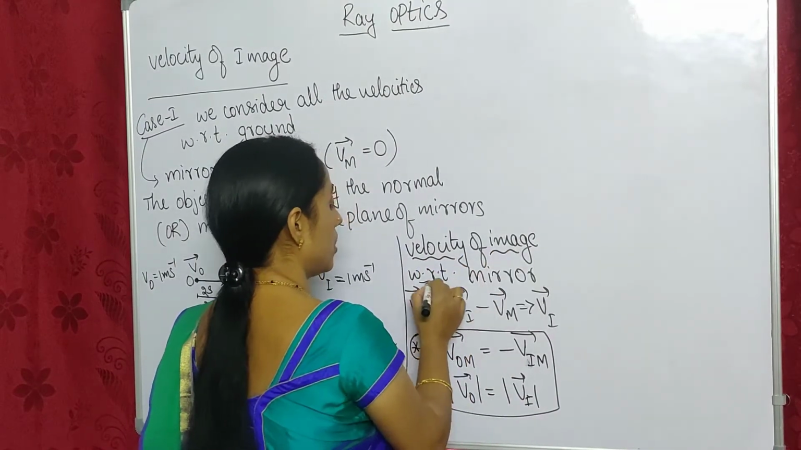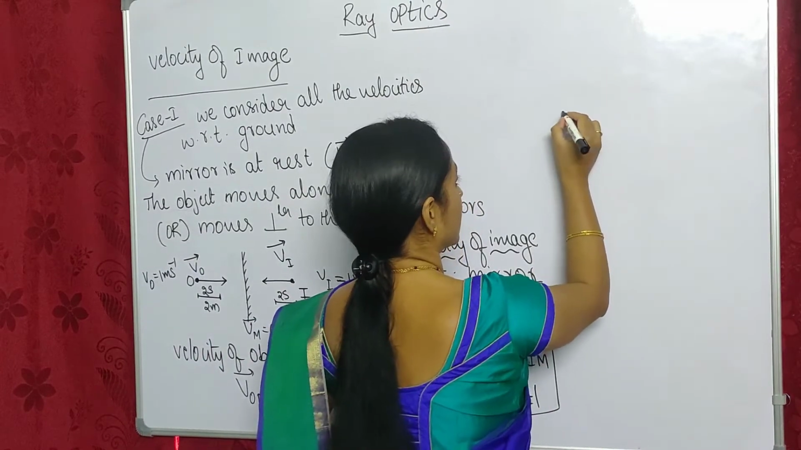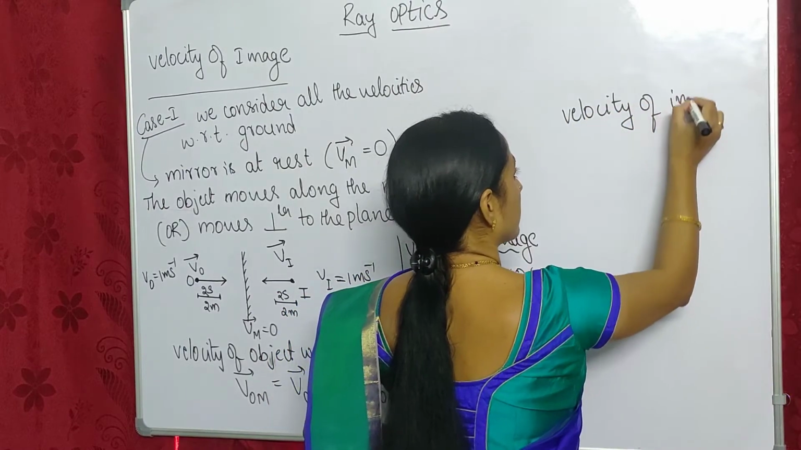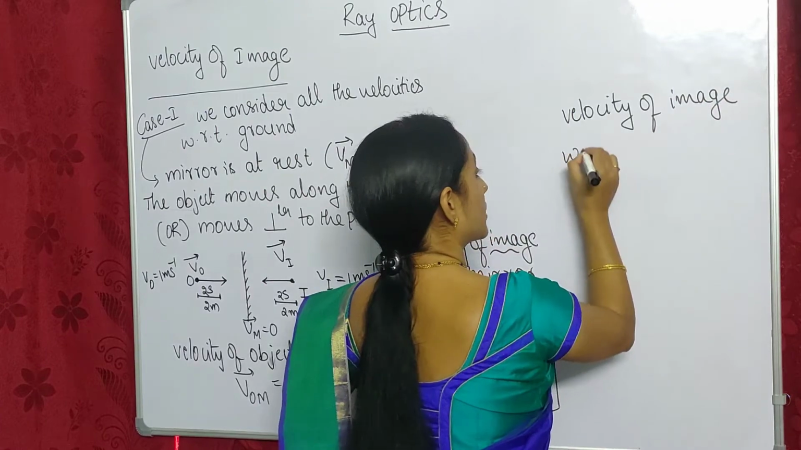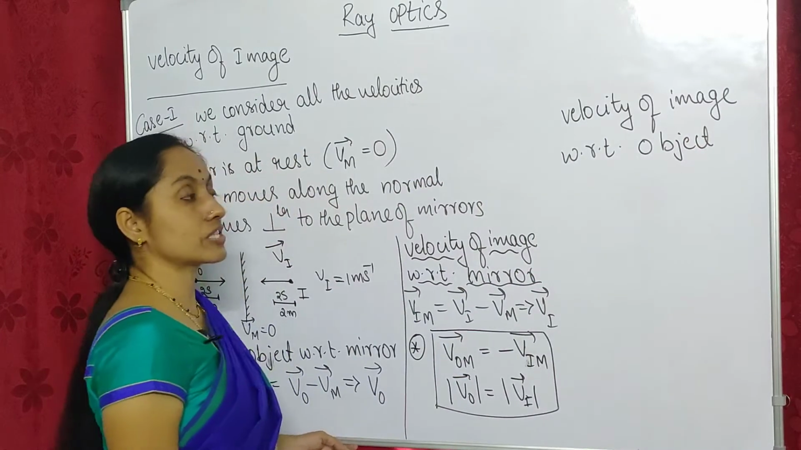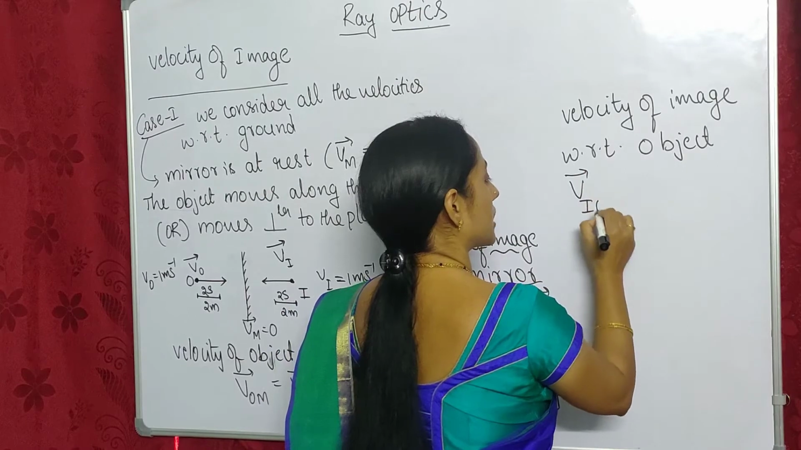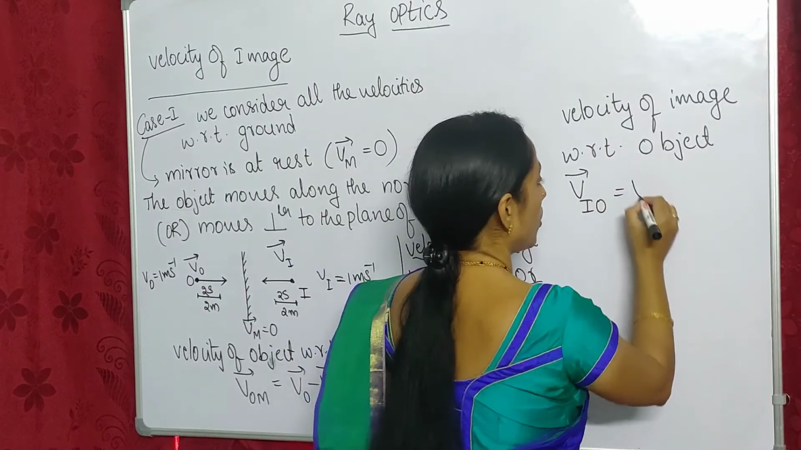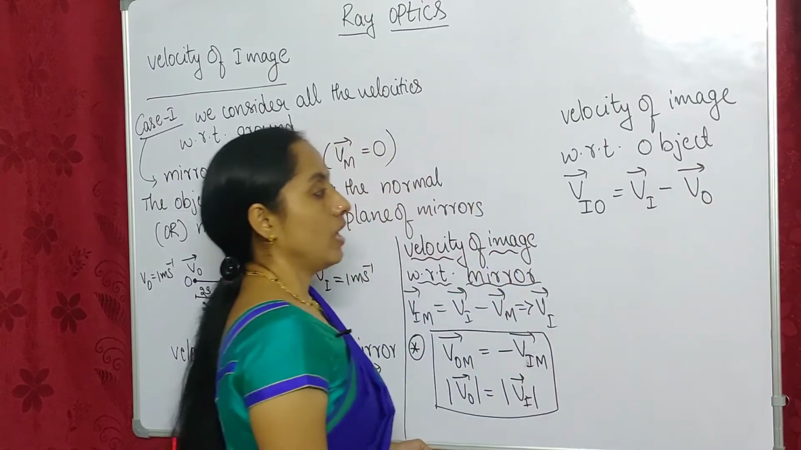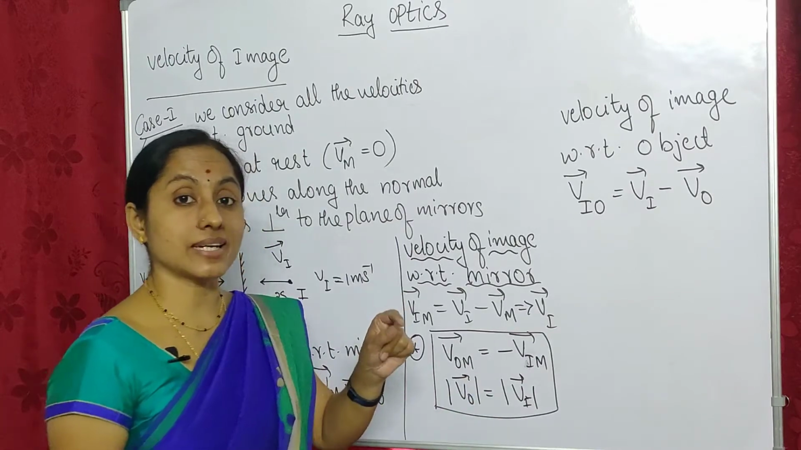There is one more point we can write here. What did we find out? The velocity of the image with respect to the mirror. Now another question is possible: can we find the velocity of the image with respect to the object? Yes, it is possible. Velocity of image with respect to object is equal to velocity of image bar minus velocity of object bar.